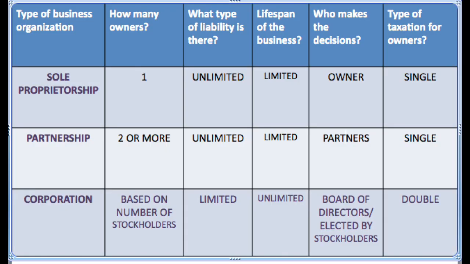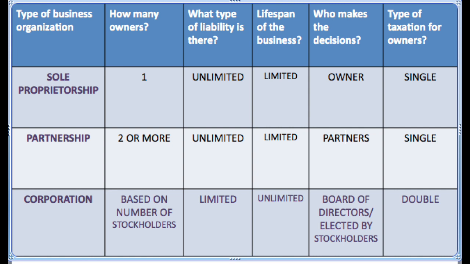So let me just go through this real quick, like just show you what we're looking at here. And again, types of business organization, how many owners, what type of liability is there, lifespan of the business, who makes the decisions, and types of taxation. So again, super perfect chart, SPC right down there on the left, but then one little lovely dainty table this is. And so that's OLLDT, owners, liability, lifespan, and decisions and taxes.